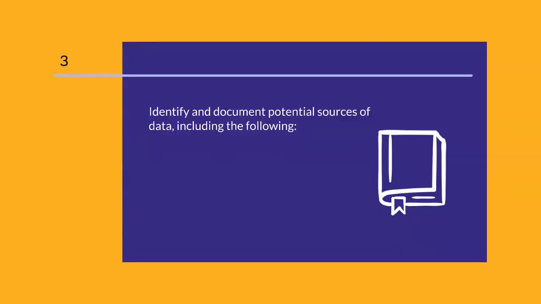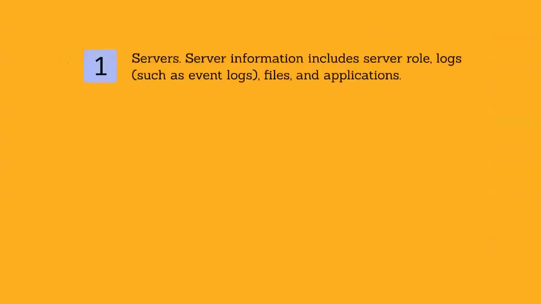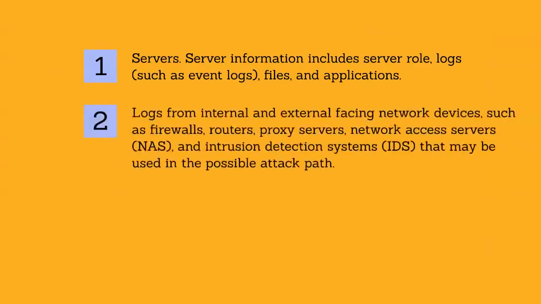Identify and document potential sources of data, including the following: servers. Server information includes server role, logs such as event logs, files, and applications. Logs from internal and external facing network devices such as firewalls, routers, proxy servers, network access servers, and intrusion detection systems that may be used in the possible attack path.